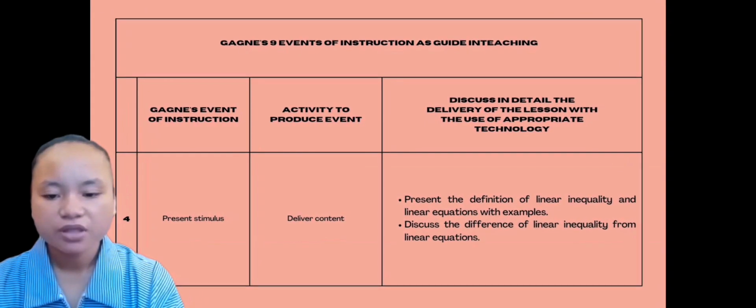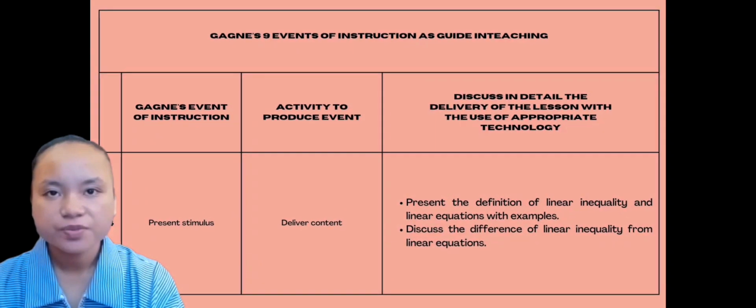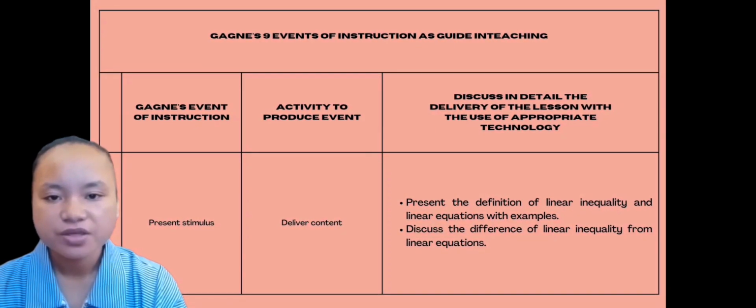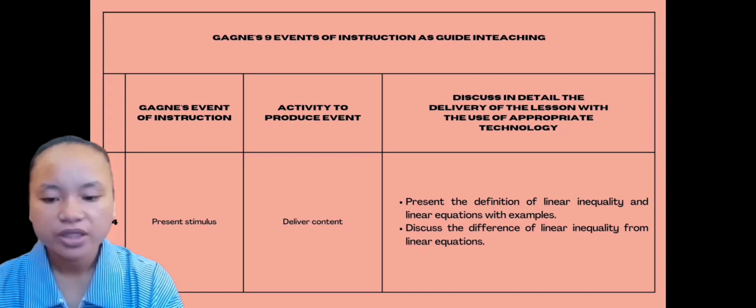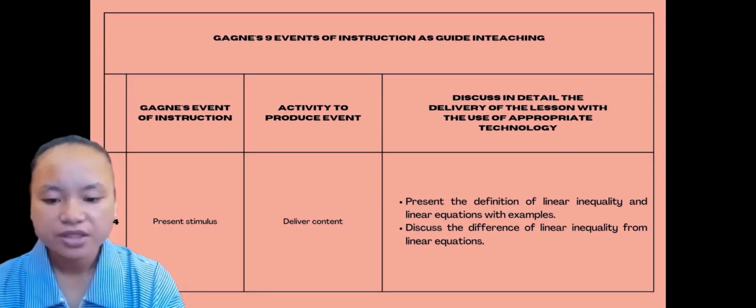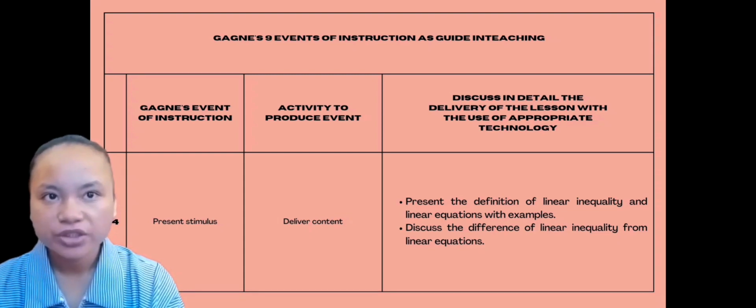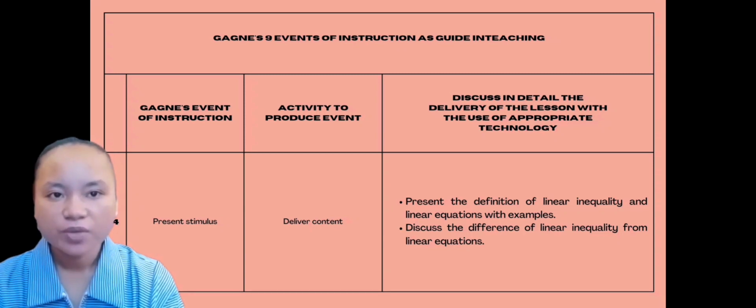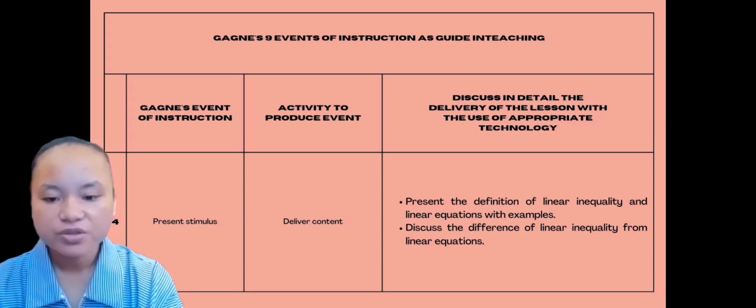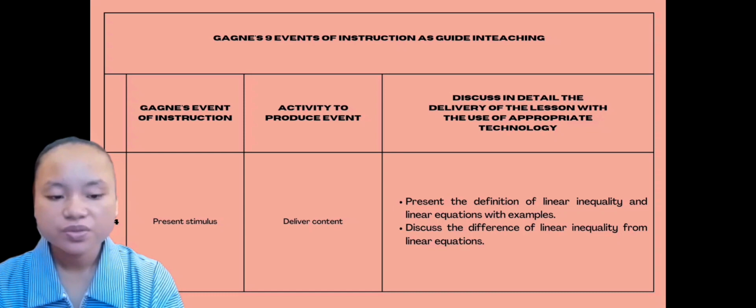The fourth event of instruction is present stimulus. In this event, you must deliver the content to your students. Present the new information to your students in an effective manner, like presenting the definition of linear inequality and linear equation, and discussing the difference of linear inequality from linear equations through PowerPoint. We can use a variety of different media and styles to suit students with different learning styles.